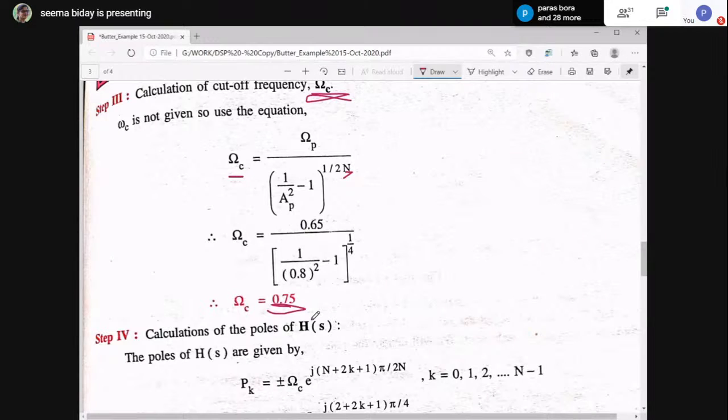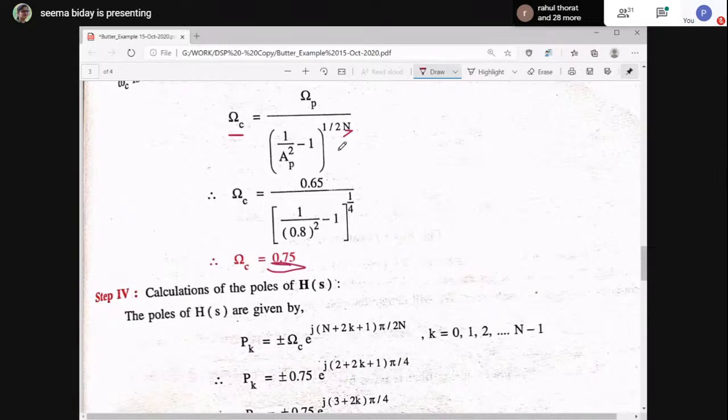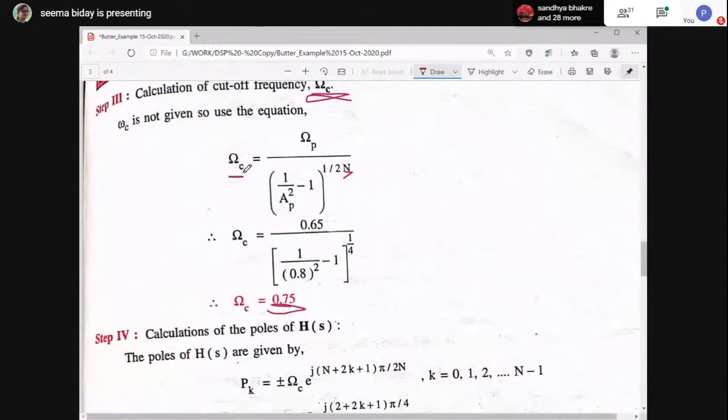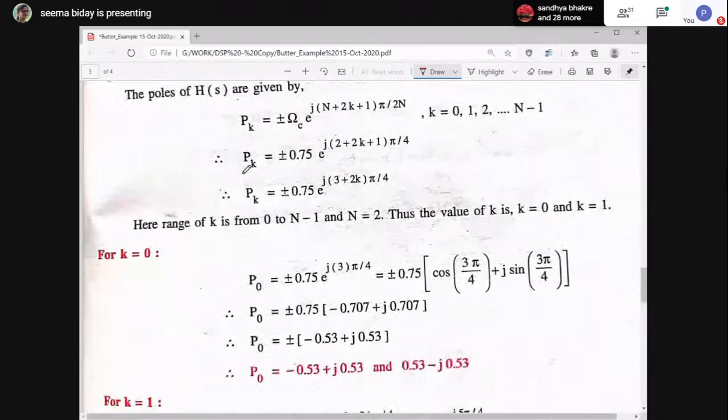So it is 0.75. And the cutoff frequency definition is where your gain falls. If the gain is 1, it will be 1 by root 2. If it is given in dB, it is minus 3 dB. Right? That's why it is called the 3 dB frequency. And power becomes half. Now this is the cutoff frequency which is different from omega P and omega S. Is this okay? Now, what next?